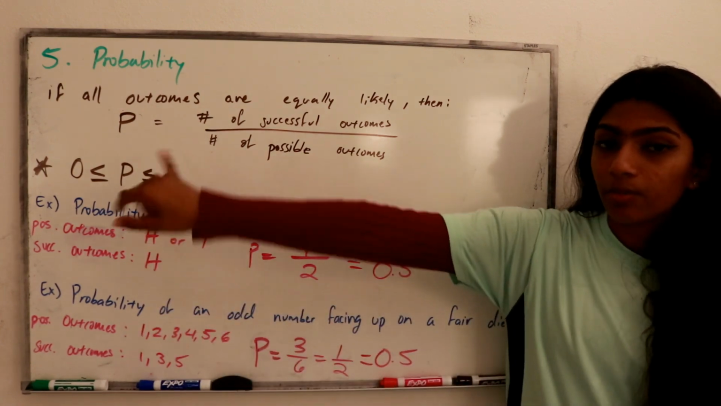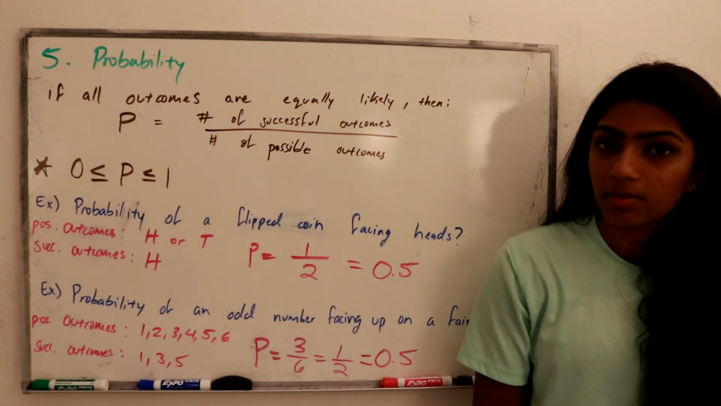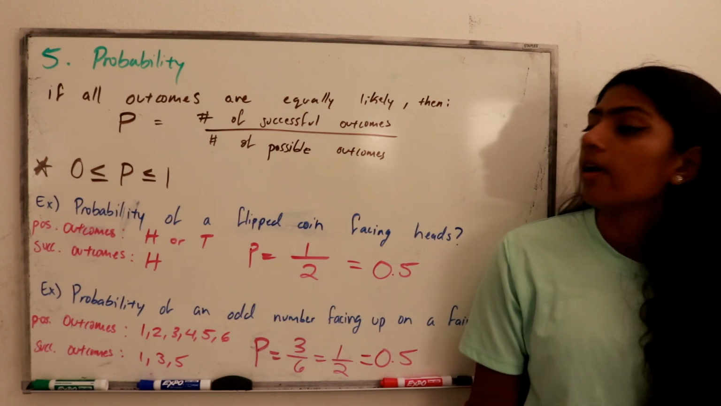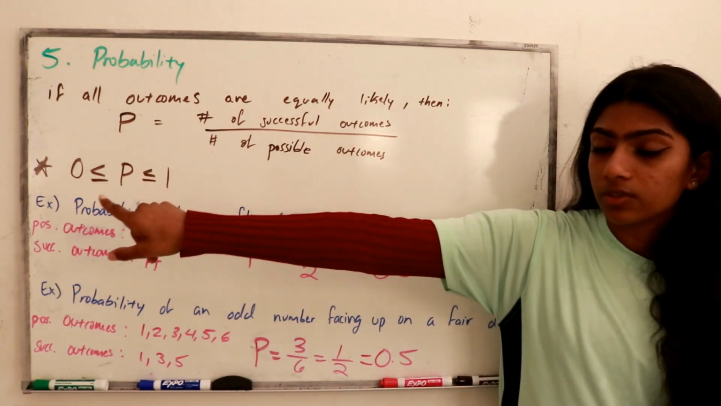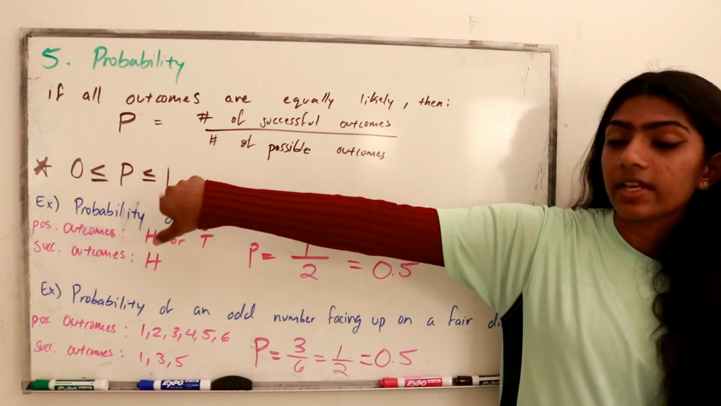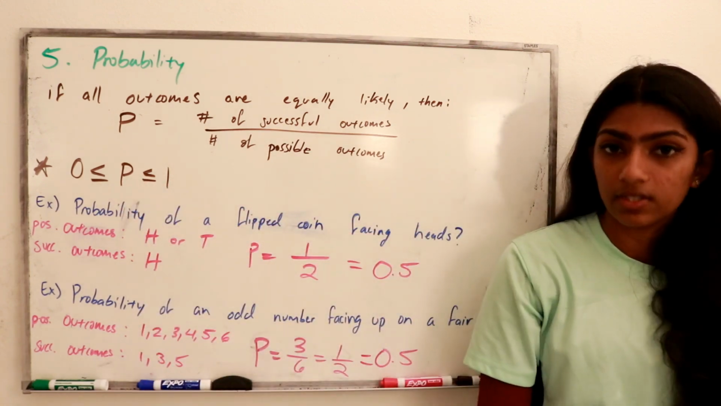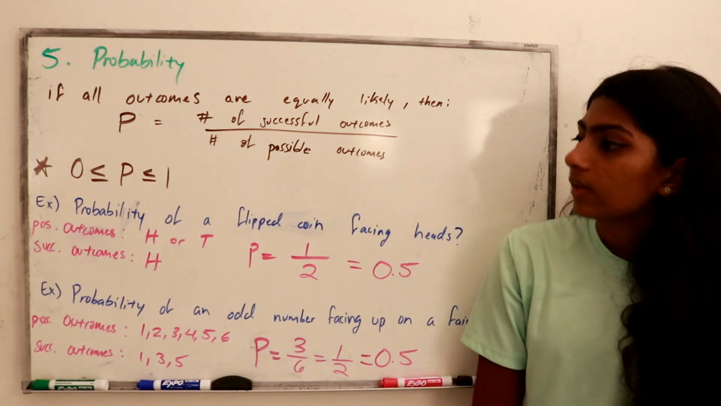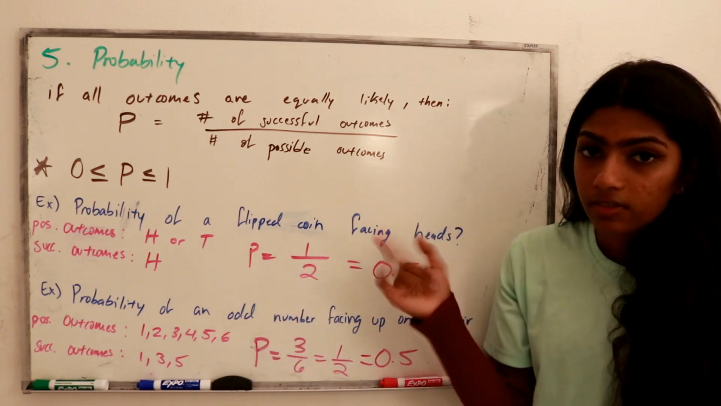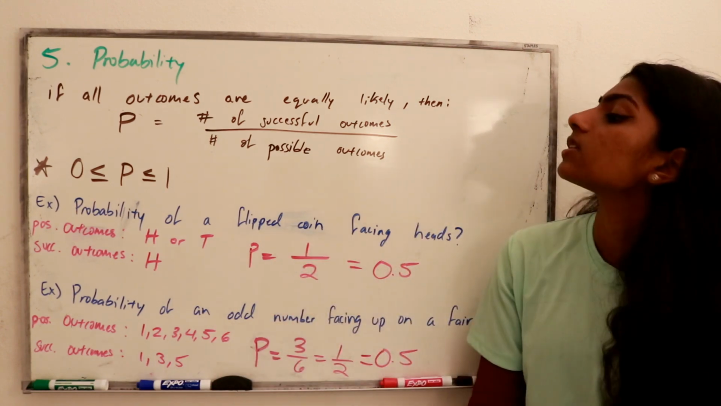So, and also really important to remember is that probability is always going to be a fraction or a decimal that is going to be either less than or equal to 1 or greater than or equal to 0. So, now moving on. Since we talked about coins, let's look at an example about coins.